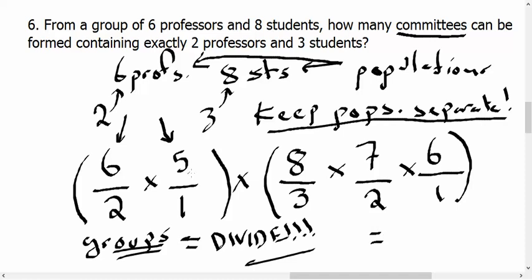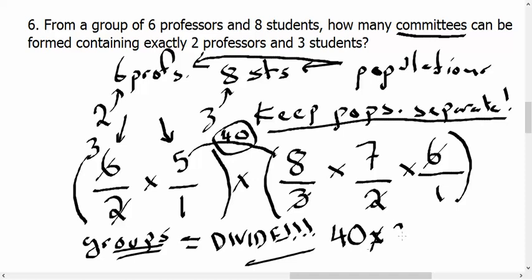Okay, so now let's do all the cancellation. We can cancel the 3 and the 2 with the 6. We can cancel the 2 with the 6 right here. So that gives us 3. So here we have 3 times 5 times 8 times 7. 5 times 8 is 40, and 7 times 3 is 21. So this really comes down to 40 times 21. 40 times 20, of course, is 800, and 40 times 1 is 40. So we have 840. 840 is going to be our answer.